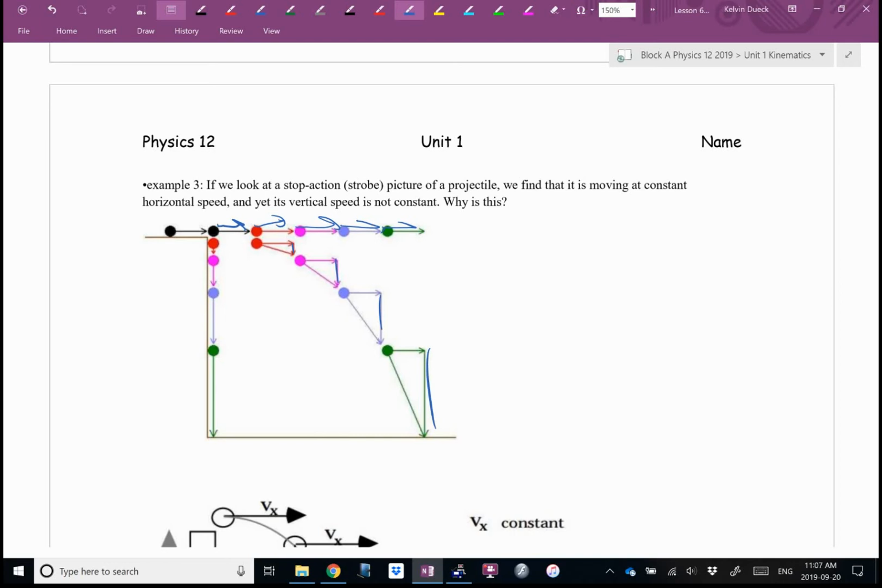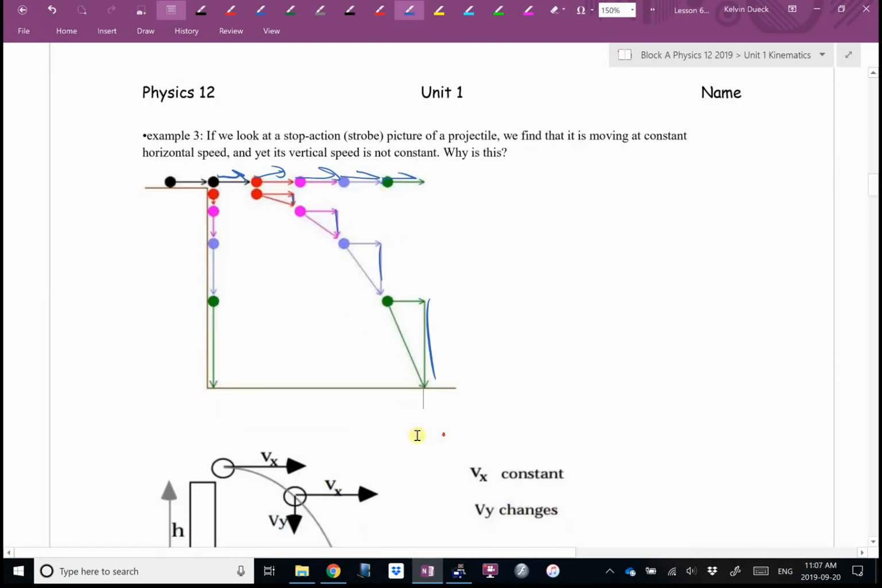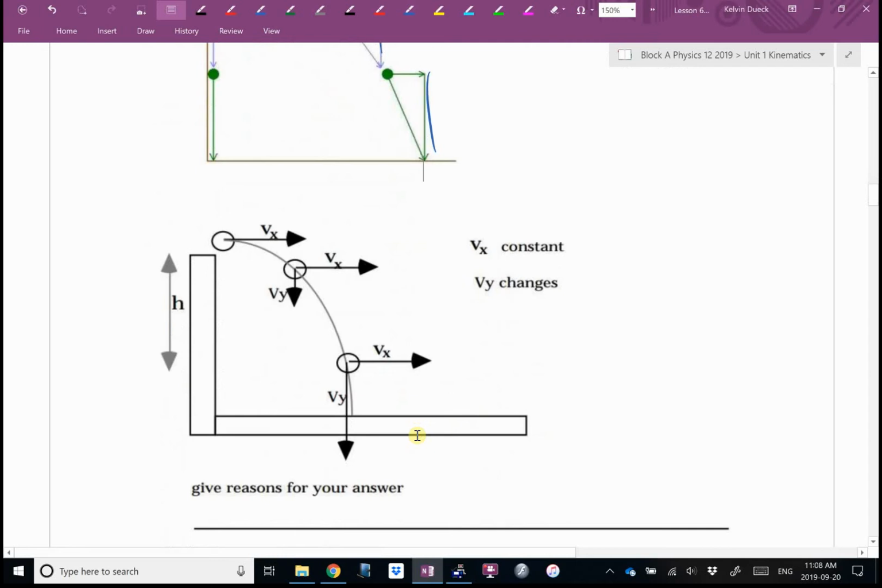The key ideas, and you're going to have to, right now, take my word for it, but I will convince you of it. Horizontally, what's the acceleration? Vertically, what's the acceleration? So, if we're actually looking at both velocity components, horizontally, the Vx just stays the same length. Vertically, your speed does increase.